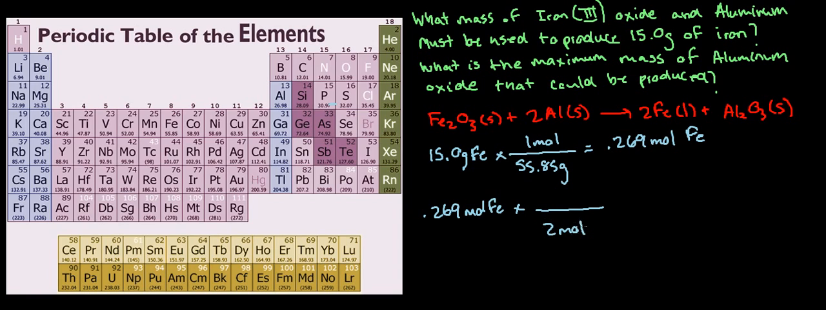It takes 2 moles of iron for every 2 moles of aluminum. So these cancel and I'm left with 0.269 moles of aluminum. That was fairly obvious. I did not need to even do this. But anyways, I did it. Now the next one, iron 3 oxide.